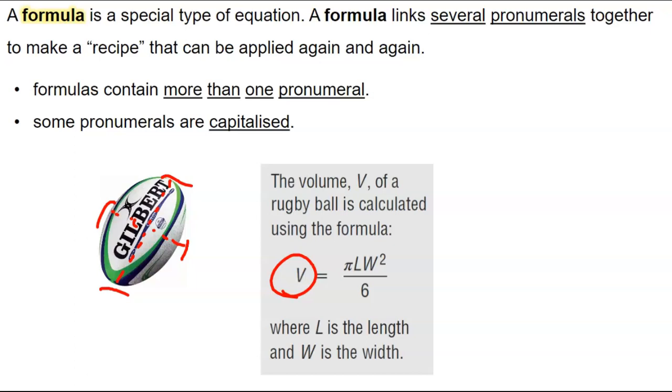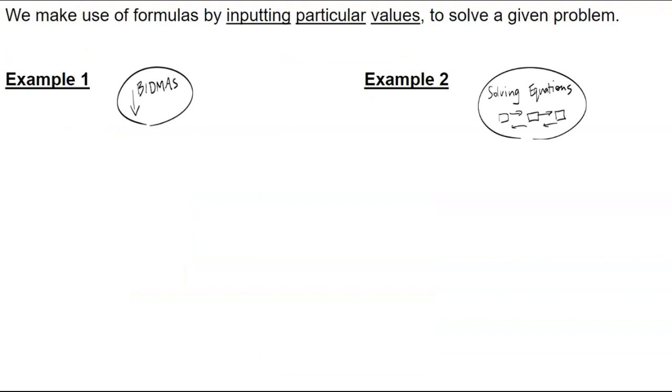Truly, this formula is quite complex. I'm going to stop, take a step back, show you how to use a formula you already know. The formula we'll use is area of a triangle, which is area equals base times height over 2.